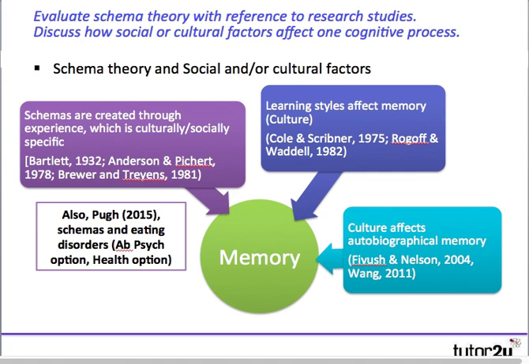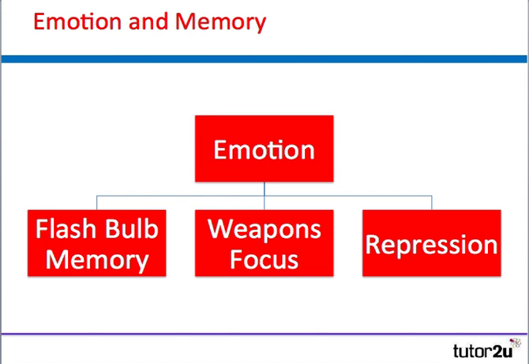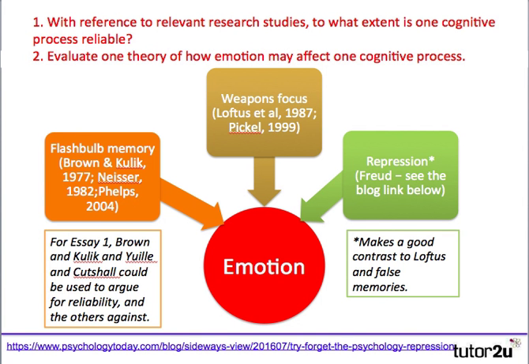Right, so that covers now the filtering. Now let's look at the reconstructive part, and we have emotion and memory. Flashbulb memory, weapons focus, repression. And to flip through these really quickly, these are the 2 learning outcomes or essay questions that could be covered by this. Flashbulb memory, for essay number 1, you could use Brown and Kulik and Yuille and Cutshall, who we look at on the next page, to argue for the reliability of memory, and you can use all the others to argue for the unreliability in many different ways.